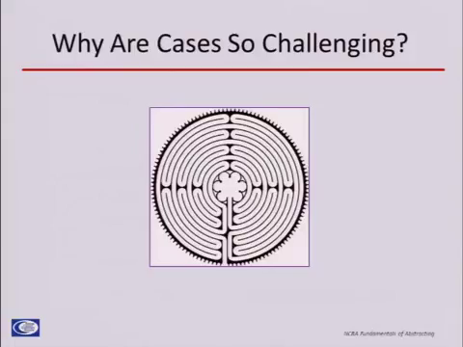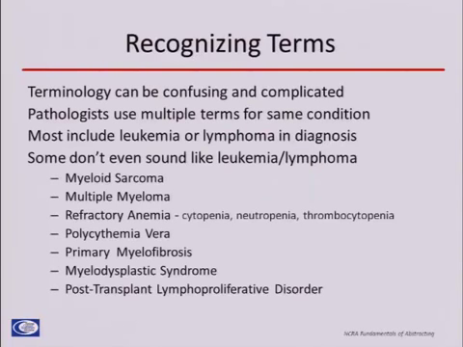So why are these cases so challenging? And how do you get through all this maze of stuff? Well, the terminology can be very confusing and complicated, especially when you're looking at multiple terms that get used in the same disease process. Is it one primary? Is it two primaries? What kind of leukemia is it? What kind of lymphoma is it? That kind of stuff.